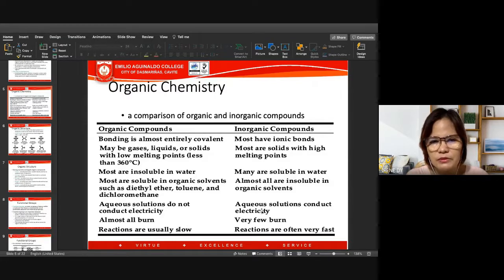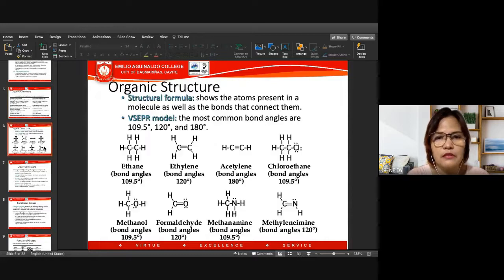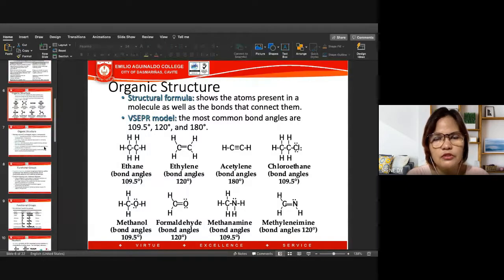Hindi katulad dito. And then when you burn an organic substance, totally, tsaka mabaho, no? Okay. Ito, konti lang din. But in terms of reaction, which I think has become an advantage to us, okay, slow. But in inorganic compounds, the reactions are fast, no? Okay. So in organic structure, we have a structural formula that shows the atoms present in the molecule as well as the bonds that connect them.